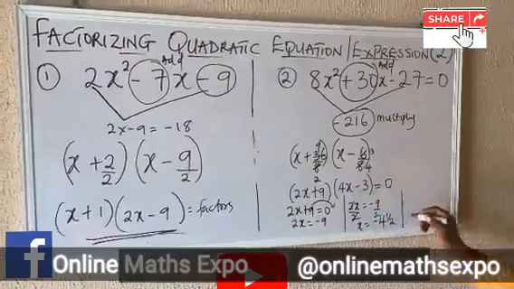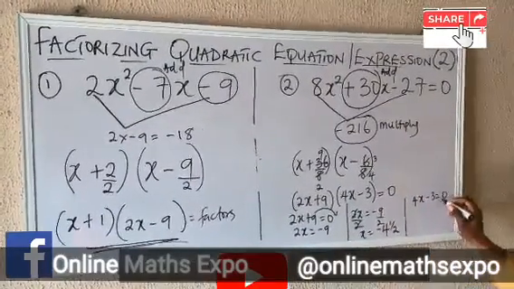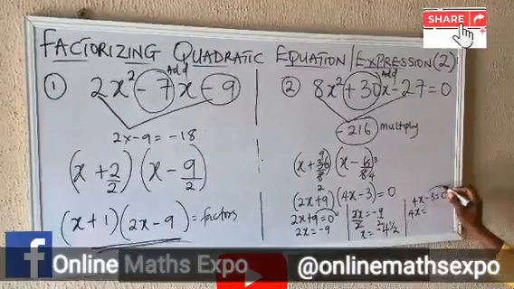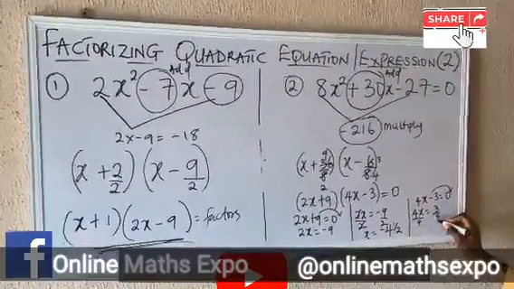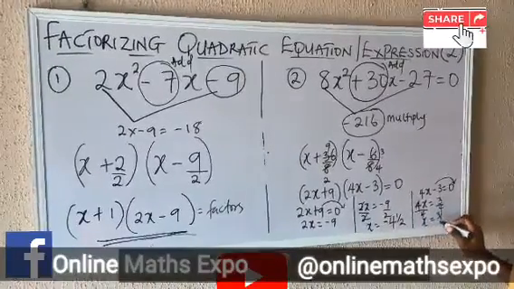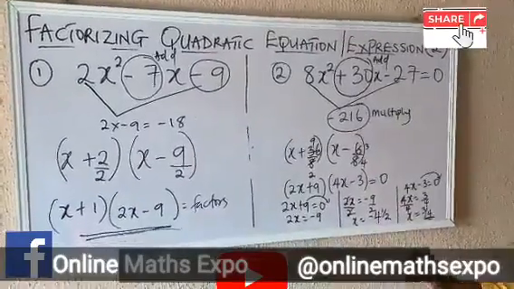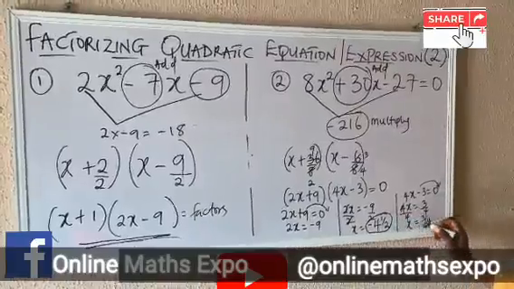Then if we go for the last one, we have 4x minus 3 is equal to 0. So that 4x is equal to, when it crosses, it will be 3. Divide both sides by 4. So that our x will give us 3 over 4. So our answers for the values of x are minus 4 whole number, 1/2 and 3/4.